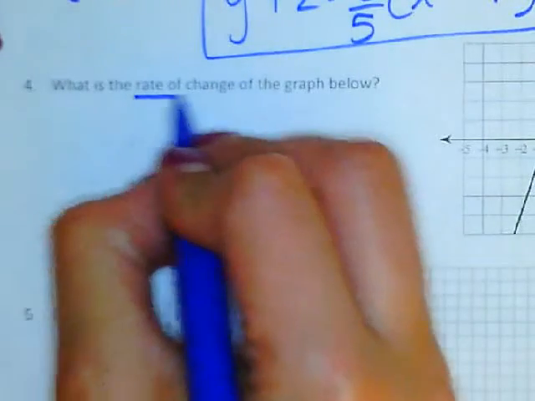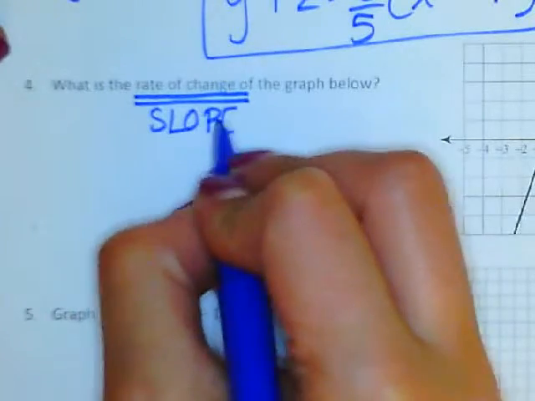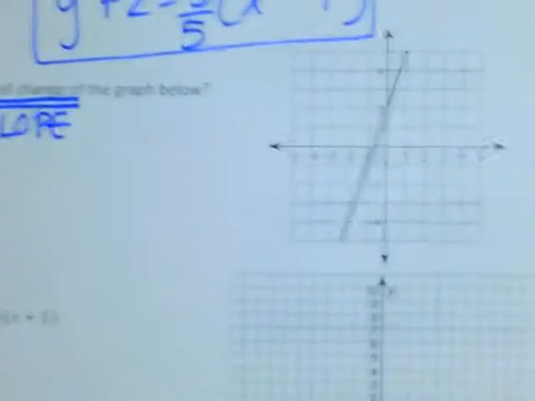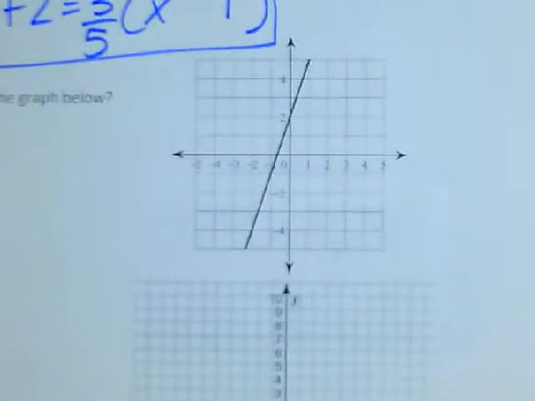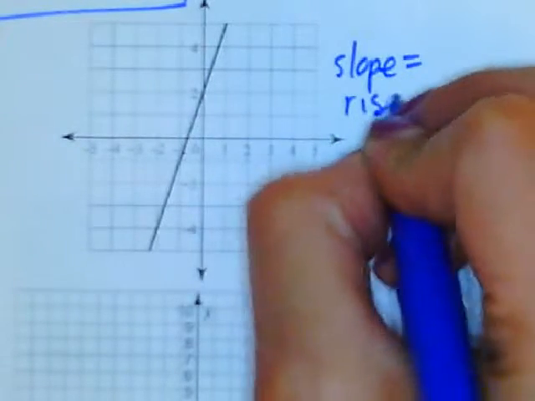So here they're asking me for rate of change of the graph. Another word for rate of change is slope. Okay, so I'm going to move over to the graph. I know that I'm looking for slope. So here, slope equals rise over run.